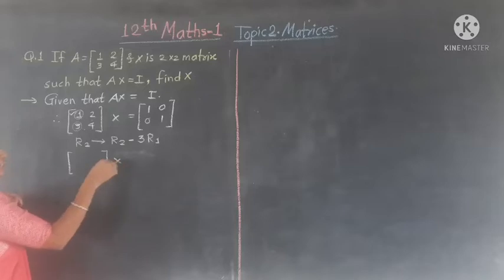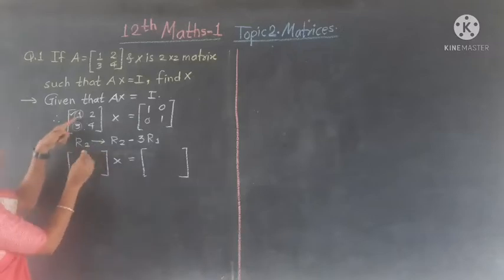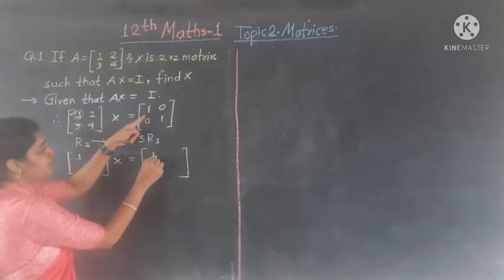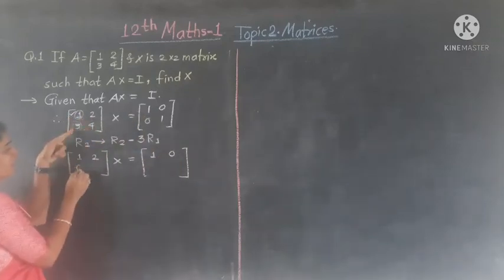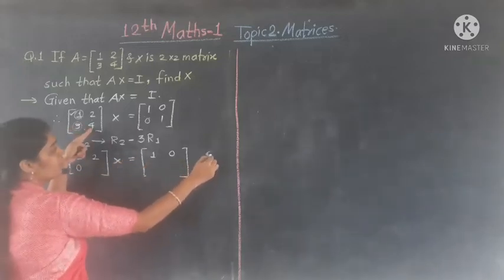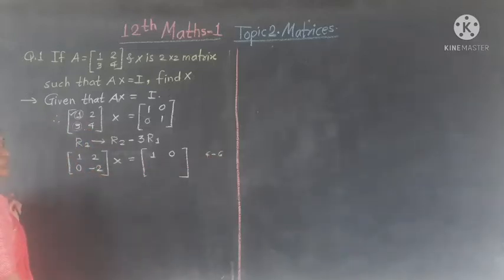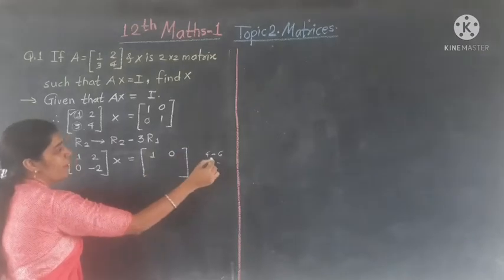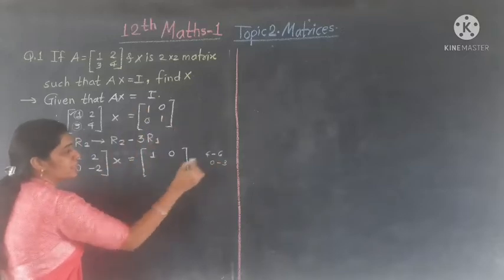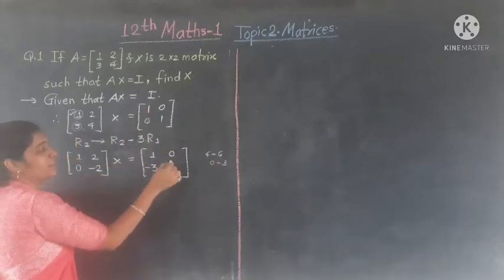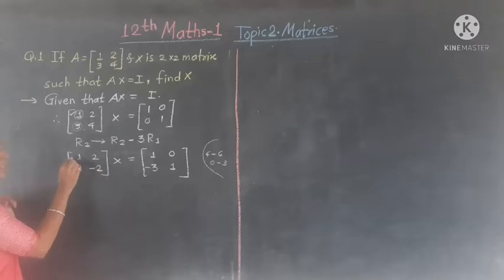See, there is a change in this matrix and also in the identity matrix. In R1, there is no change, so write the R1 elements as it is. R2 changes to R2 minus 3R1. 3 minus 3 is 0. 4 minus 3 twos are 6, means 4 minus 6, minus 2. Here 0 minus 3 R1, minus 3 means minus 3. 1 minus 0 is 1. Here I do the rough calculation. This is 1, this is 0.